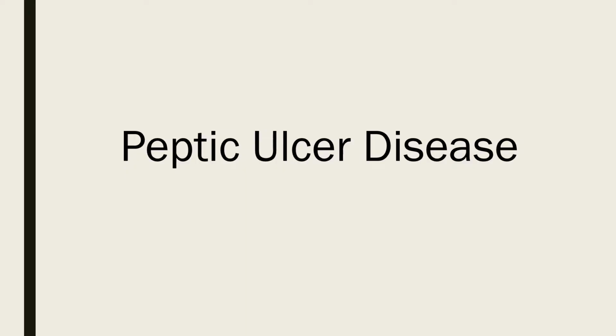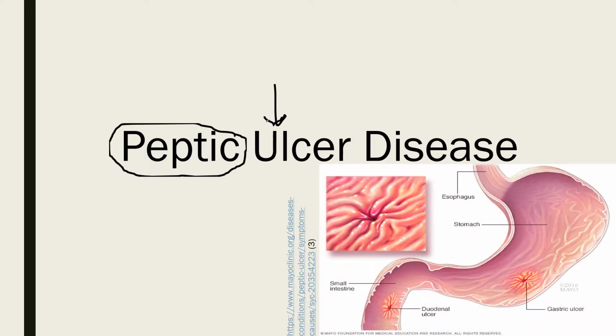So the first disease I want to go over with you is peptic ulcer disease. I'm going to break these terms down. Peptic is anything that has to do with digestion, and an ulcer is an open wound or sore in or on the body. In this first image, we have what a peptic ulcer would look like. There are two types of ulcers, a gastric ulcer or a duodenal ulcer. A gastric ulcer is an ulcer in the lining of our stomach, and a duodenal ulcer is an ulcer in the lining of our duodenum, the beginning part of our small intestine.